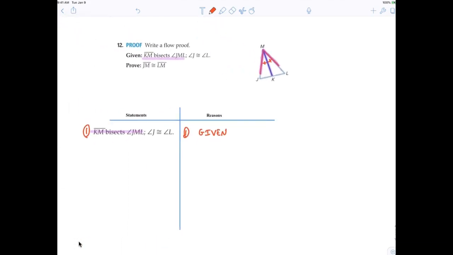All right? So now on step number 2, you have to write down angle JMK is congruent to angle, which one? KML. Now, why are they congruent, though? That's right. Definition of bisect. All right, now you're in the game.